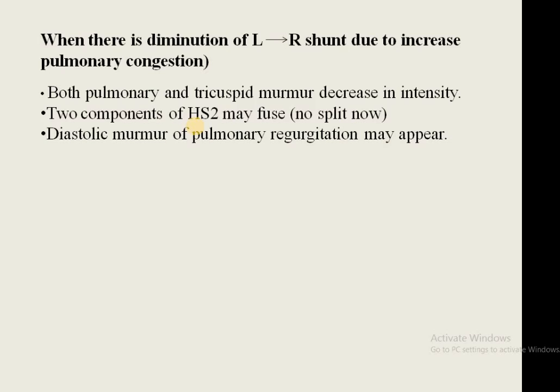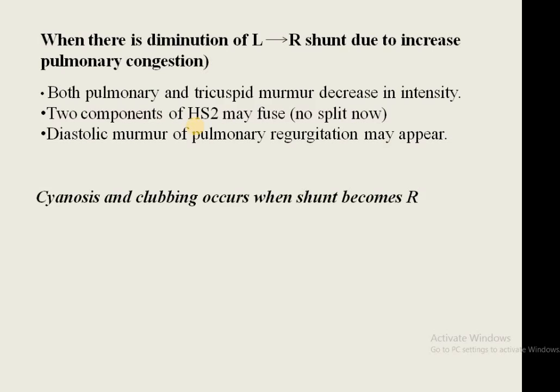Two, components of heart sound 2, which were widely split and fixed, now there is no split. They may fuse, there may be just a single second heart sound, and the murmur of pulmonary regurgitation may appear because of the increased pulmonary congestion till that time. So there may be a pulmonary regurgitation murmur, and it will be diastolic in nature. Clear? So these things will decide the diminution of left to right shunt.